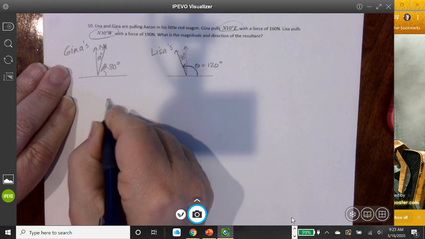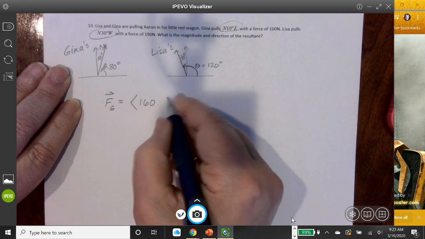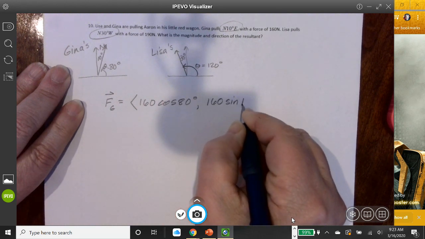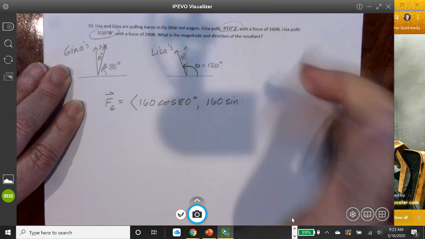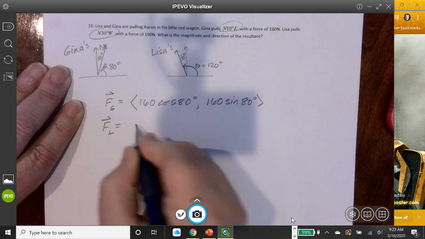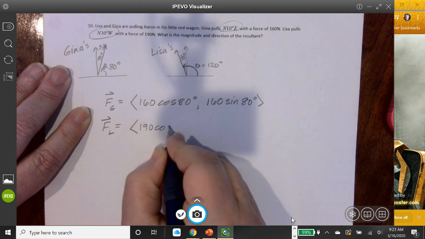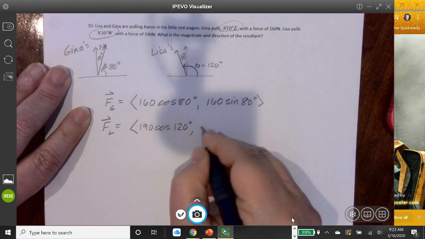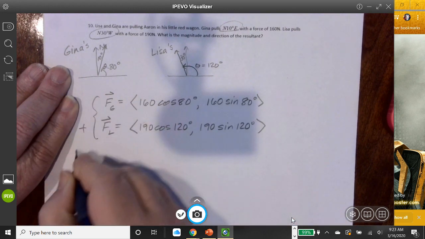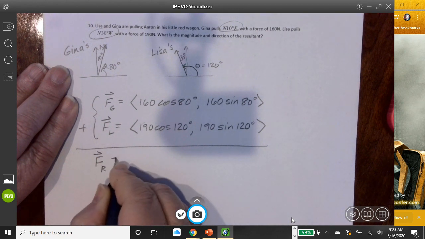All right, so force Gina is going to be her magnitude, which is 160, times the cosine of her direction angle, 80, and 160 times the sine of 80. Force Lisa: her magnitude is 190, so 190 times the cosine of 120, and 190 times the sine of 120. And then what are we going to do? We're going to add them up to get the combined force, the resultant.